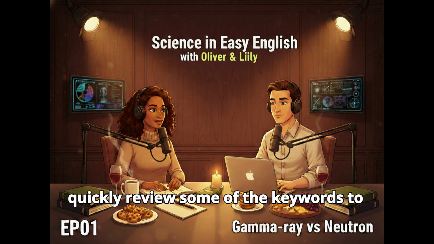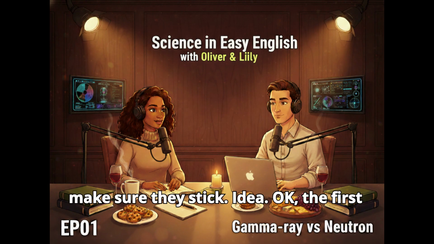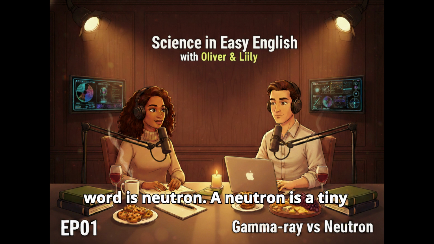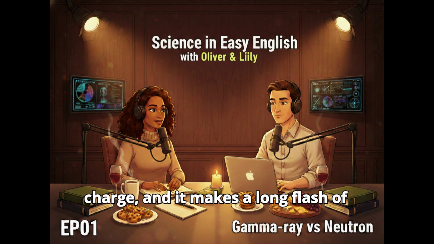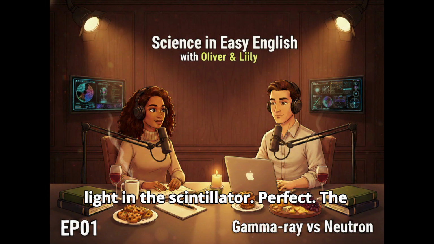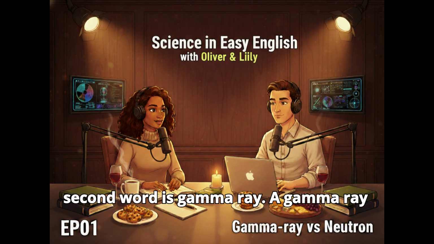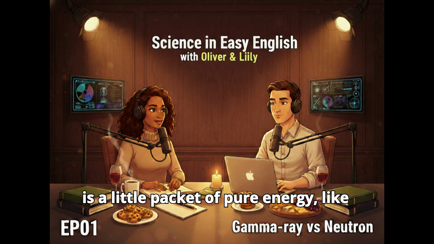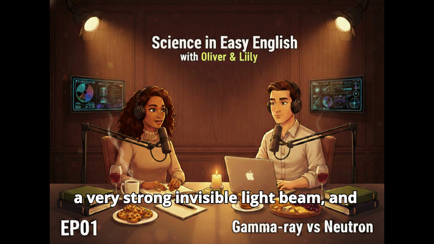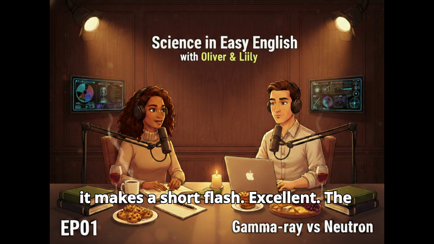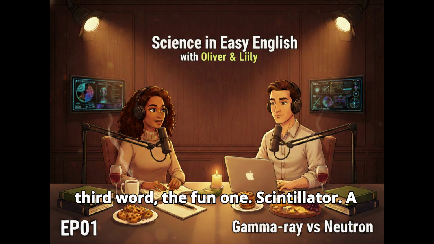Let's quickly review some of the key words to make sure they stick. Good idea. Okay, the first word is neutron. A neutron is a tiny particle. It doesn't have an electric charge, and it makes a long flash of light in the scintillator. Perfect. The second word is gamma ray. A gamma ray is a little packet of pure energy, like a very strong, invisible light beam, and it makes a short flash.